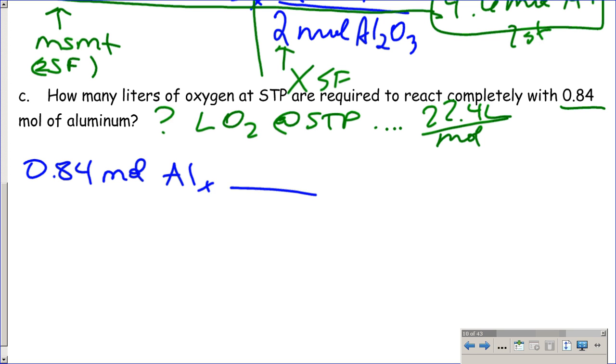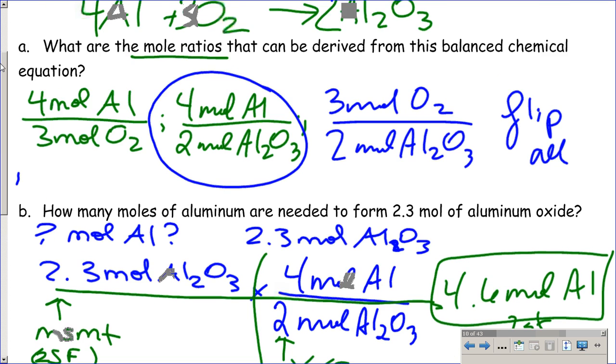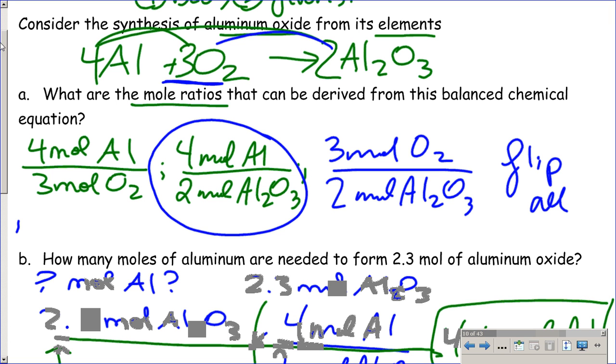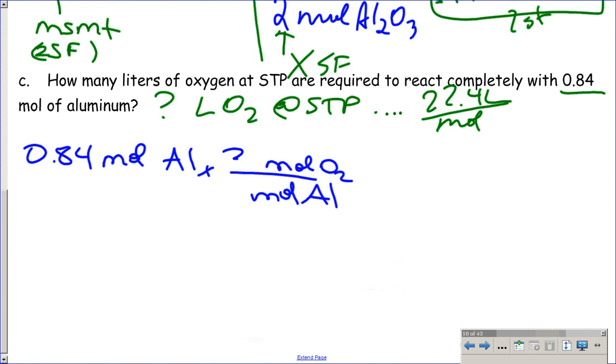So I need to use a mole ratio to get out of moles of aluminum into moles of oxygen. So I'm going to go all the way back up to the BCE. Moles of oxygen and aluminum: 3 moles of oxygen for every 4 moles of aluminum. I'm just looking at the coefficients. So 3 to 4 is what that's saying. I'm simply pulling out a BCE. So moles of aluminum are canceling.